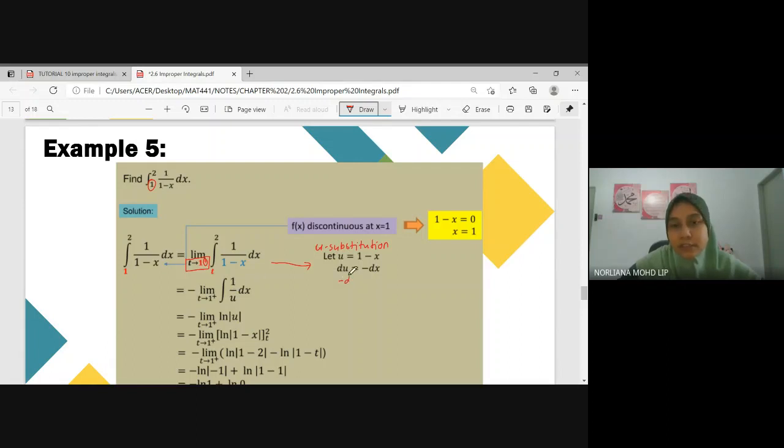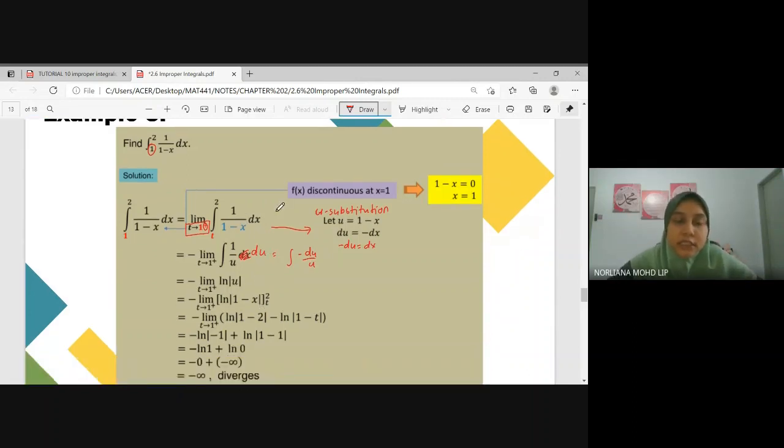That's why kat sini dapat negatif. Oh ni sebenarnya salah ni. Negatif du equal to dx kan. So dx kita substitute dx, so ni equal to du. So negatif 1 over u du, negatif du over u sebenarnya. Kita gantikan nilai ni kan. So then integrate, we get negative ln u. Then gantikan nilai interval dia. Ln 1 minus 2 minus ln 1 minus t. Then awak gantikan kat sini t equal to 1.